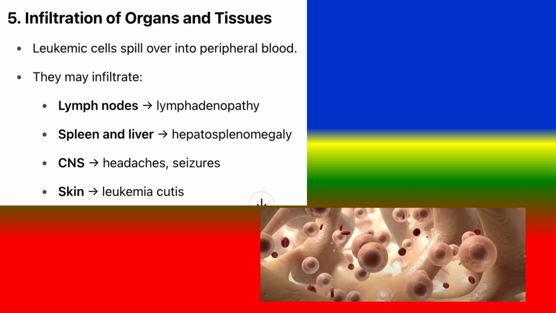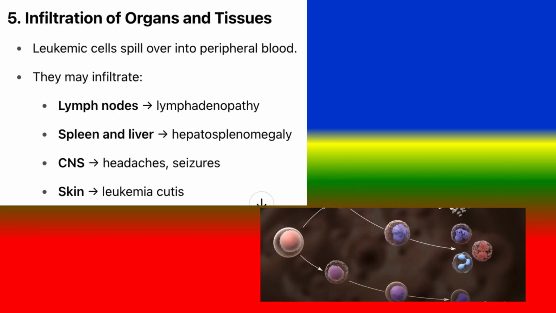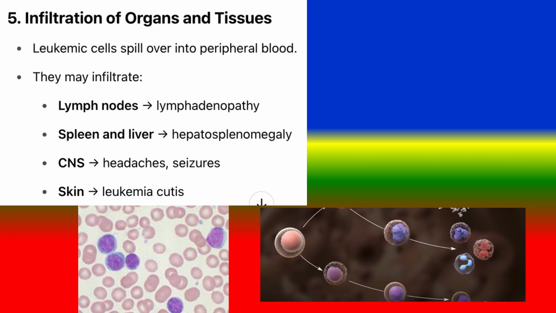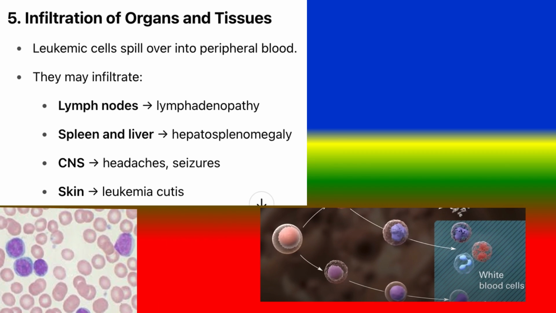5. Infiltration of organs and tissues. Leukemic cells spill over into peripheral blood. They may infiltrate lymph nodes, lymphadenopathy, spleen and liver, hepatosplenomegaly, CNS, headache, seizures, skin, leukemia cutis.